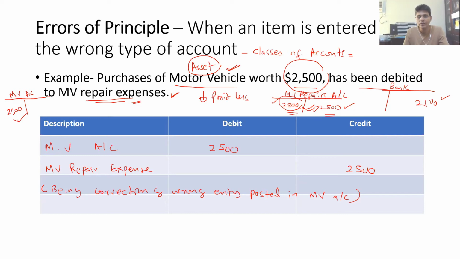So here what we are doing, since there is a principal error, we are just transferring from one class of accounts to another class of accounts. It's a principal error. Okay, so you should have debited your motor vehicle account by 2,500, but instead you debited your motor vehicle repair expenses, different classes of accounts. Okay, so what you should do is you have to reverse it. You credit the repair expenses and debit the motor vehicle account. Is that clear?